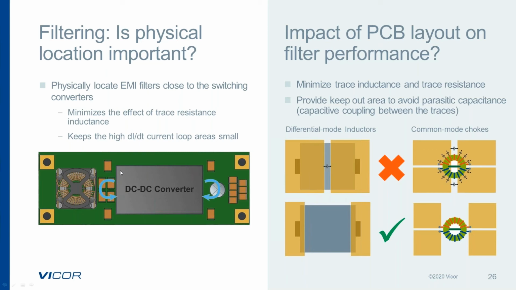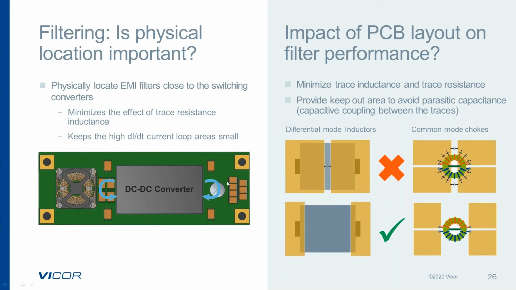Also, keeping the Y capacitance close to the DC to DC converter minimizes the high frequency current loop that's flowing through these capacitors. And so keeping these capacitors close, and keeping the loop from the positive end through the capacitor to the EMI ground or the base plate of the DC to DC converter, is the most effective way of minimizing common mode noise.